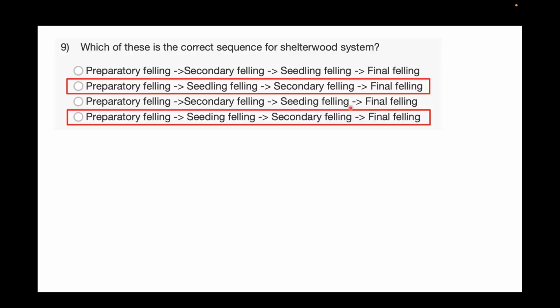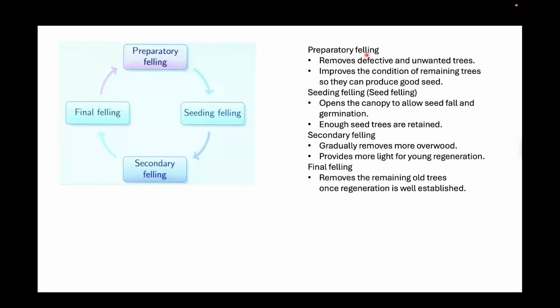Recapping what we have learnt about the shelterwood system: preparatory felling removes the defective and unwanted trees and improves the condition of the remaining trees so that good seed can be produced. Seedling felling, or seed felling, opens the canopy to allow seed fall and germination and preserves the best seed-bearing plants on the stand, and enough seed trees are retained. In the secondary felling, you gradually remove more overwood and provide more light for younger regeneration, and the final felling removes the remaining old trees once the regeneration is well established.